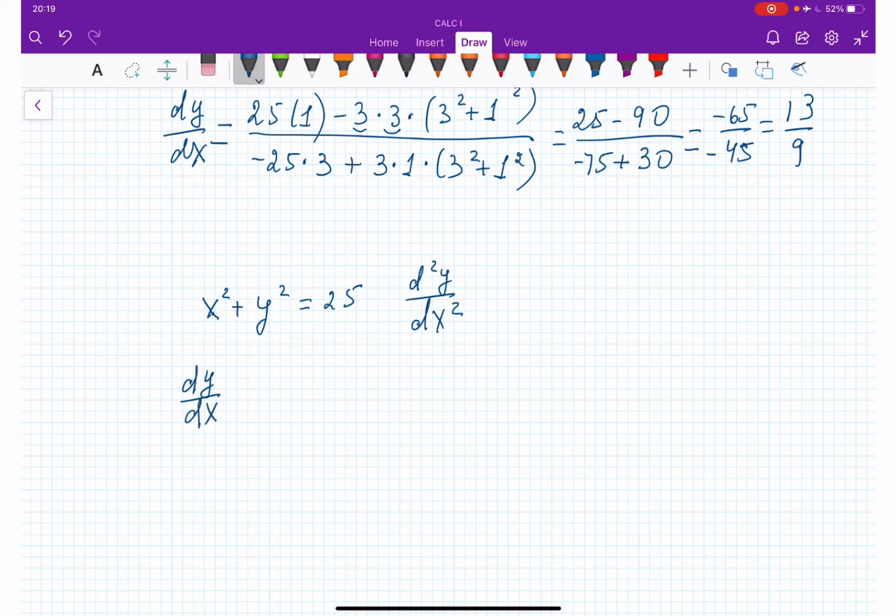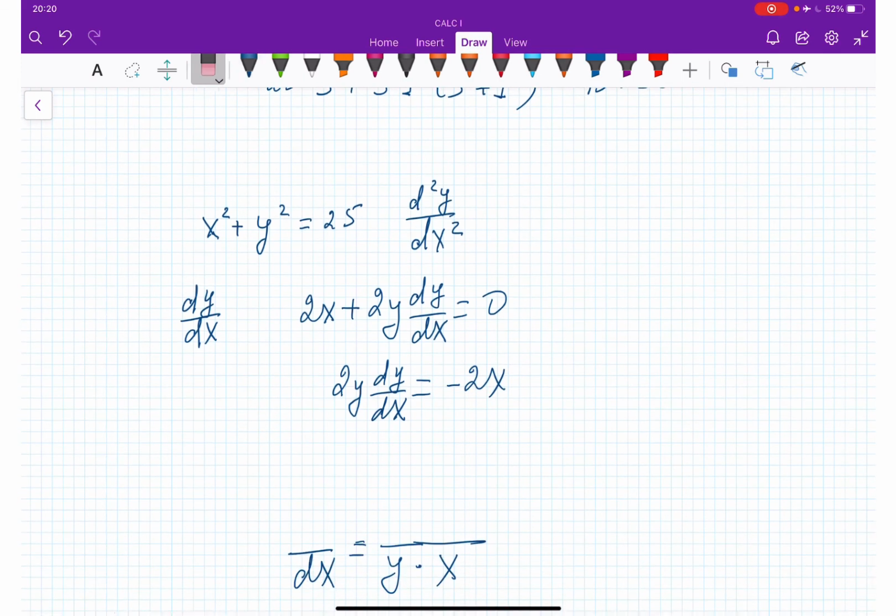Okay, it's going to be derivative of x squared. It's going to be 2x, right? Because we take derivative in respect to x. And then derivative of y squared, it's going to be chain rule, 2y, and then dy by dx, which is going to be equal 0. From here, 2y dy by dx is equal negative 2x.